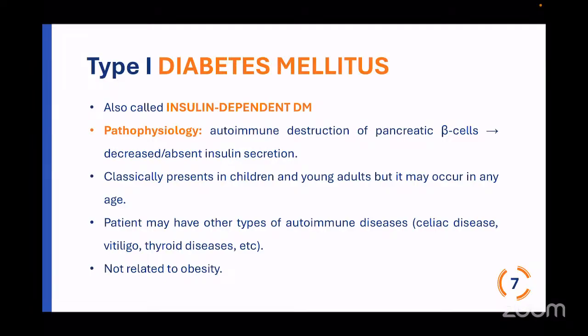Because this is an autoimmune disease, patients may have other autoimmune diseases such as celiac disease, pernicious anemia, vitiligo, or thyroid diseases. This type of diabetes is not related to obesity.